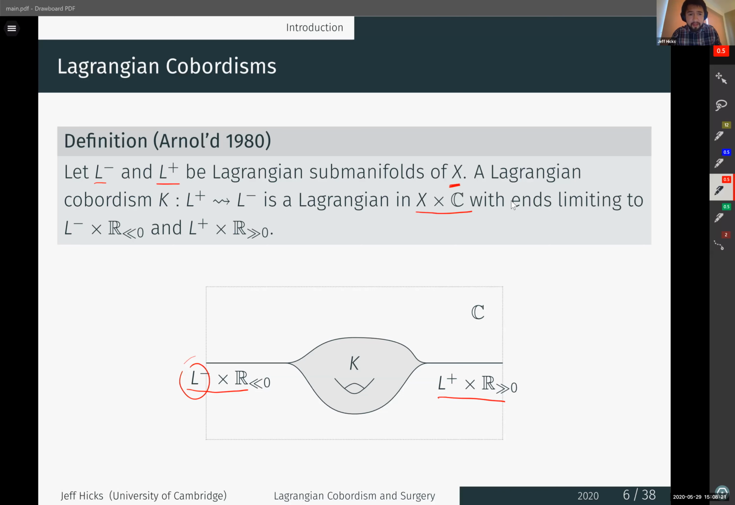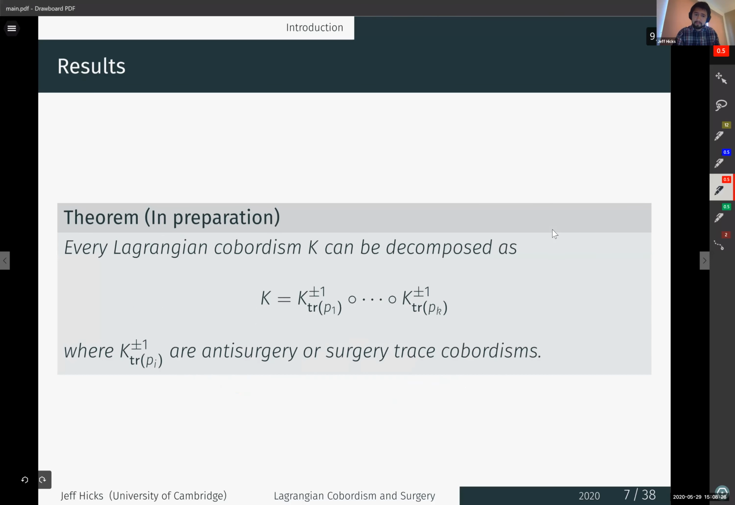Right, so the theorem that we'll talk about today is a decomposition theorem, which says that every Lagrangian cobordism K can be decomposed as the composition of either anti-surgery or surgery trace cobordisms. So this is just a tad bit different than the theorem for manifolds that said that you could be the composition of surgery trace cobordisms. Here, there's a difference between anti-surgery and surgery, but apart from that, it looks very similar to the theorem that you have for manifolds.